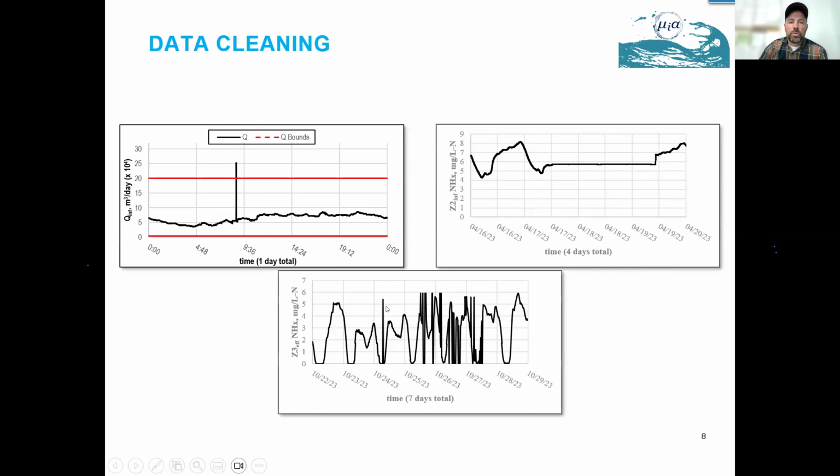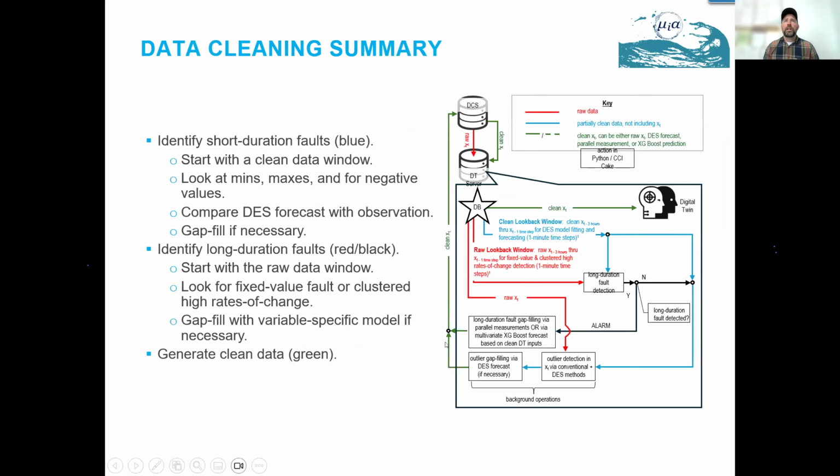Of course, we also deal with what I call dirty data. We have these spikes and signals that go either above or below predefined bounds. We get fixed value faults, and then we get significant changes in instrument noise, as you can see here in the bottom chart. And so we had to develop this data cleaning framework to feed our digital twin to keep it representative.